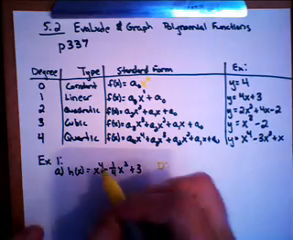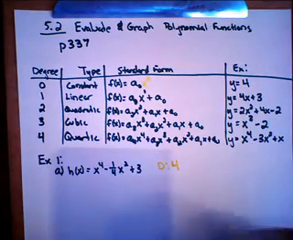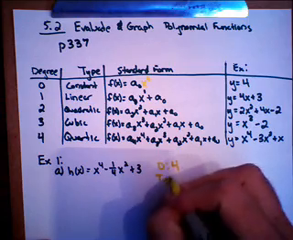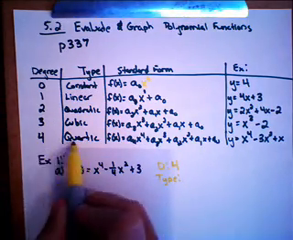Well, the degree is 4. The highest exponent is 4. The type, since the degree is 4, we look at our chart, we know that degree 4 is quartic.